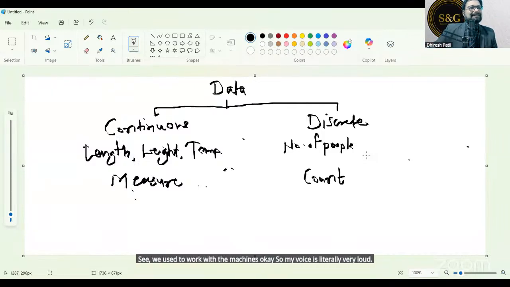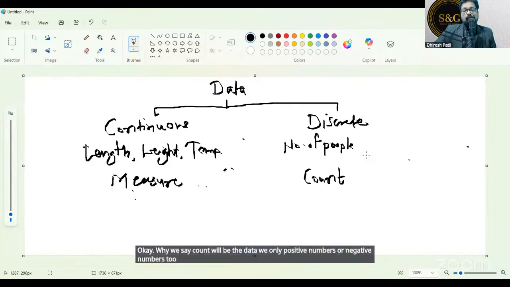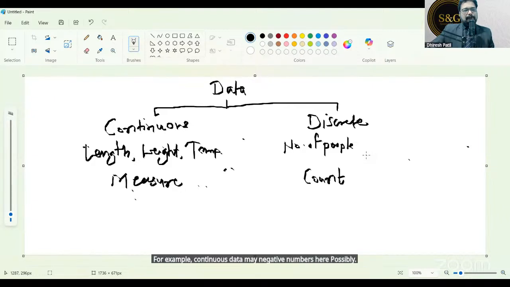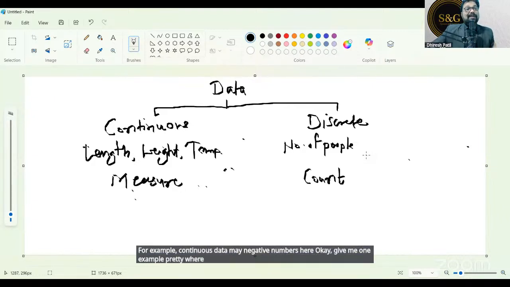Okay, why we say count data, are they only positive numbers or negative numbers too? Now, for example, is it possible for continuous data to have negative numbers? Okay, give me one example, Priti, where you have a negative count number.